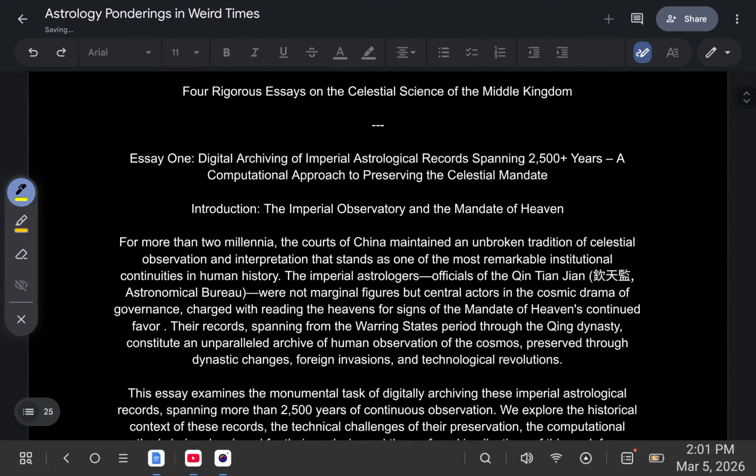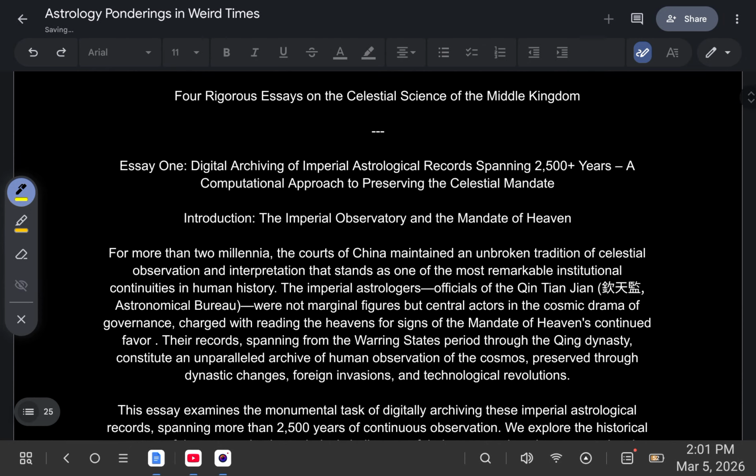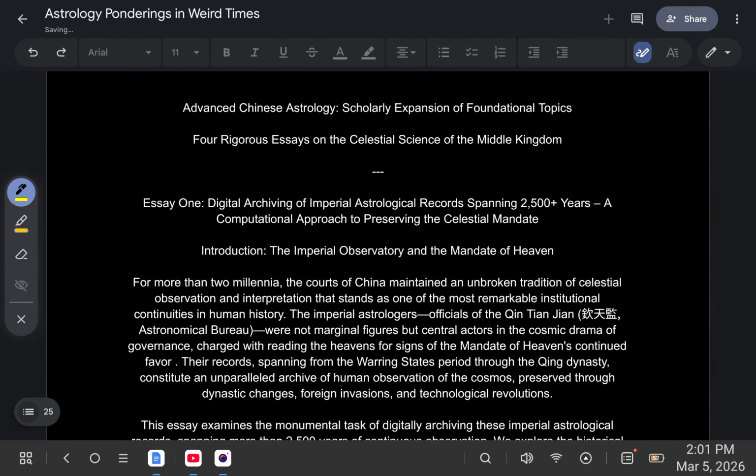Specifically digital archiving of imperial astrological records spanning 2,500 years, a computational approach to preserving the celestial mandate. These are 4 rigorous essays I wrote on the celestial science of the Middle Kingdom.